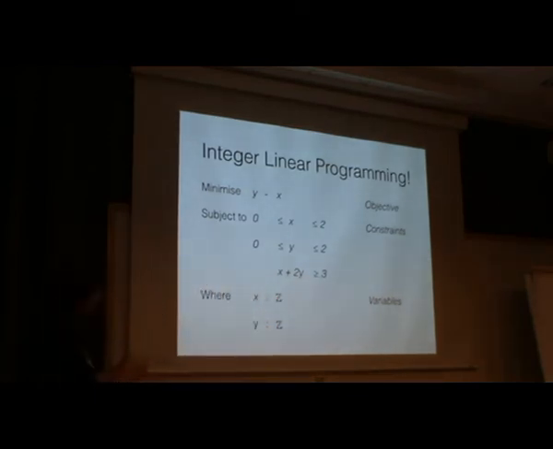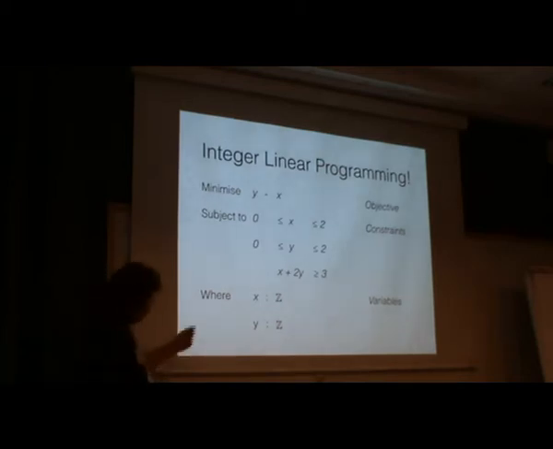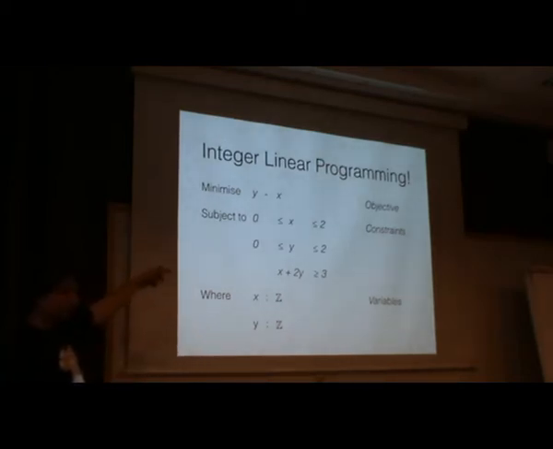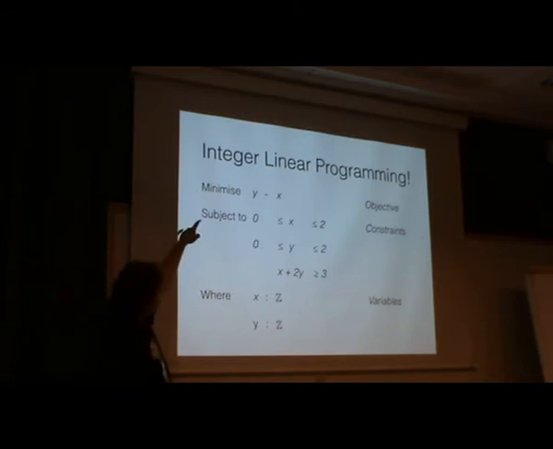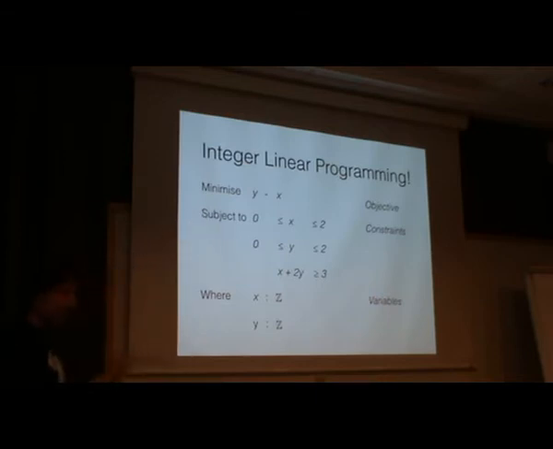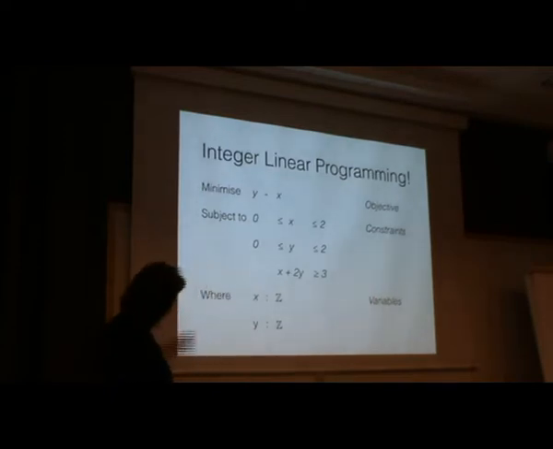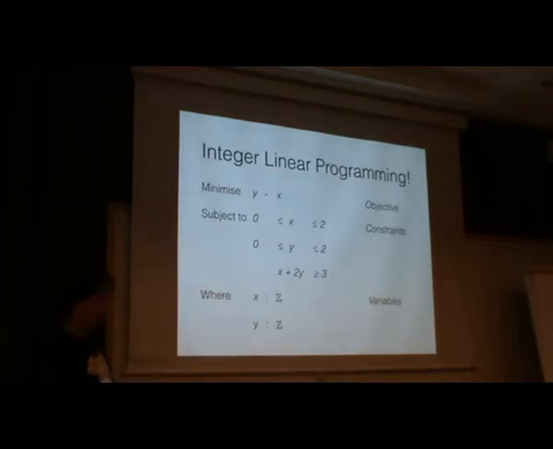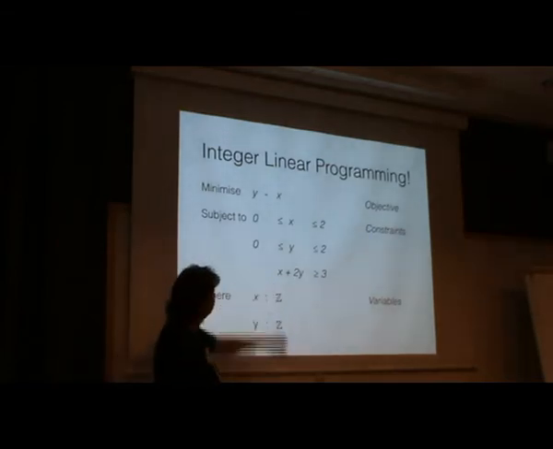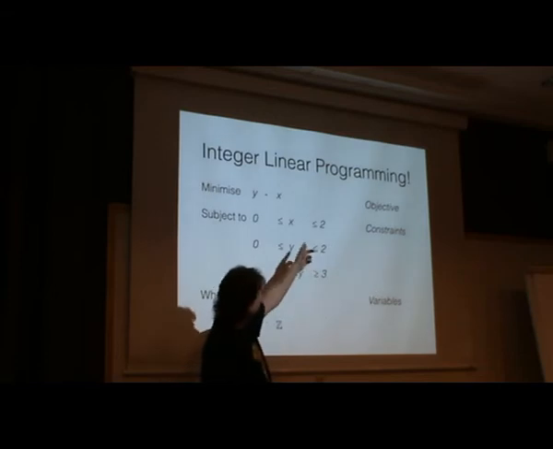And we want to find assignments to x and y that satisfy those constraints while being the minimal value for this objective function. So we want to find a minimal assignment to x and y that satisfies these constraints for this y minus x. And if you think about it, that's sort of like minimizing y while maximizing x. So we want the minimal value for y, 0, maximum value for x, 2.